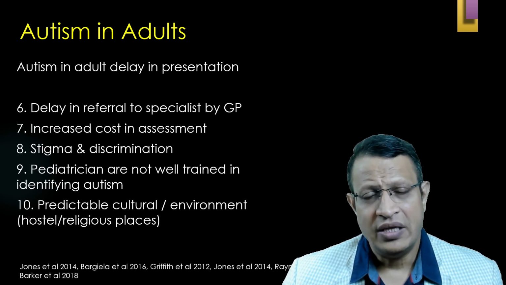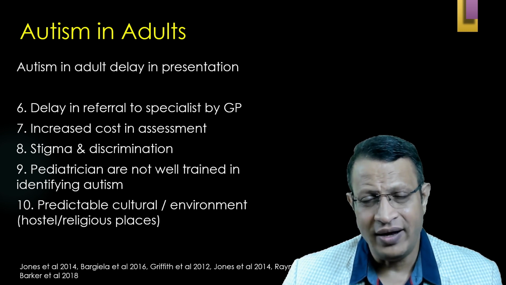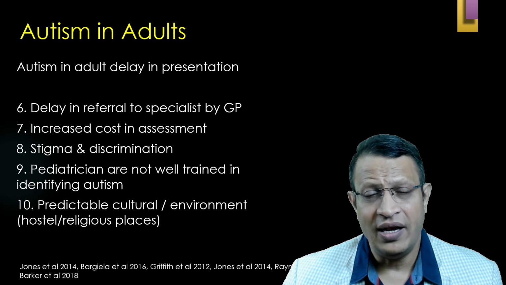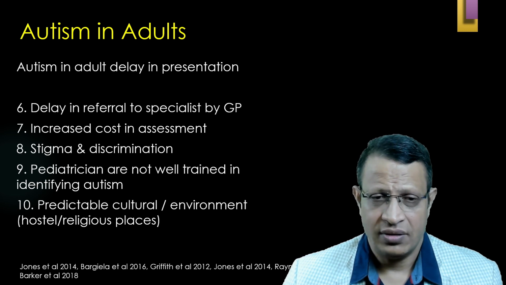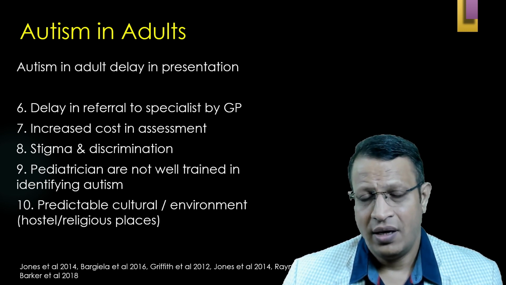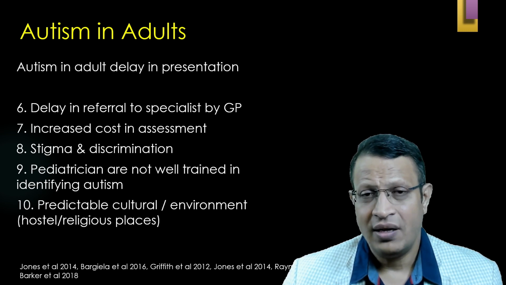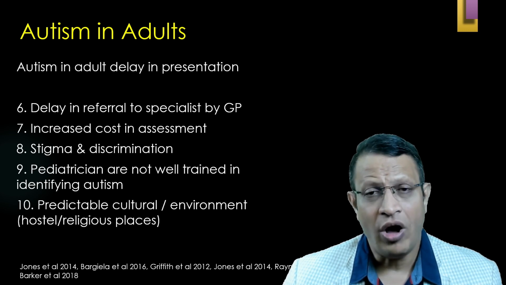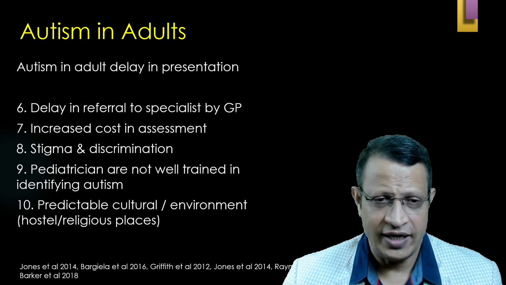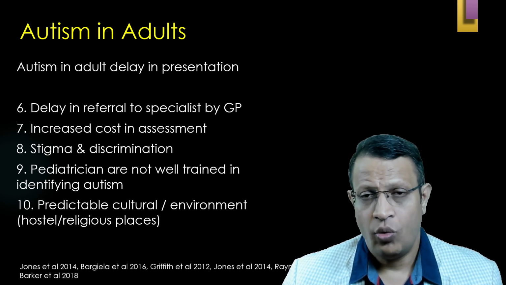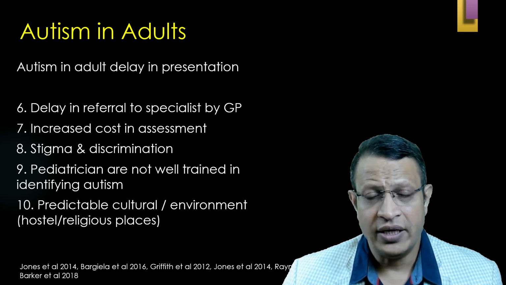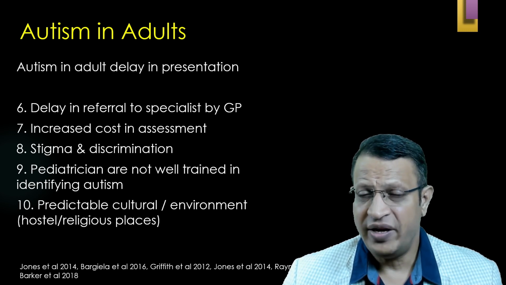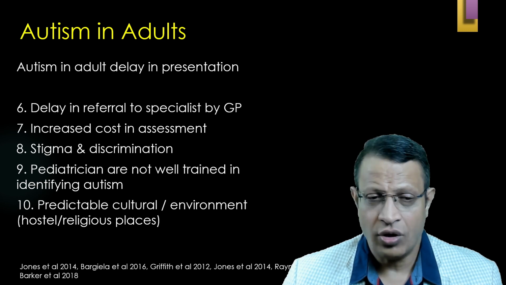Many a time, the medical officer has not been appropriately trained with regard to autism. Hence, there is a delay in referring to a specialist or a general psychiatrist. There is also the increased cost of assessment, and many family members do not feel they need to invest so much money. Stigma and discrimination with regard to approaching a psychiatrist or mental health professional still haunt society. Many pediatricians have not even had psychiatry postings and have never been exposed to autism. These poorly trained pediatricians and many psychiatrists may not be able to pick up adult autism.